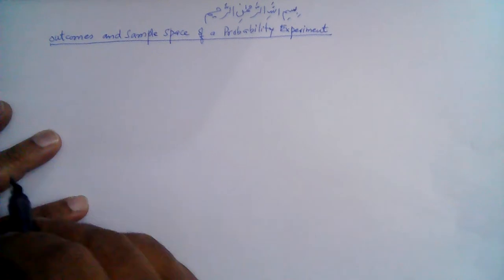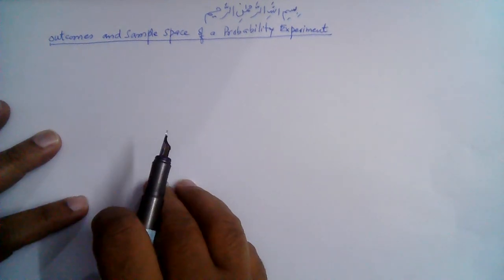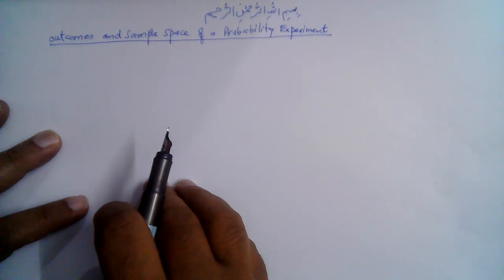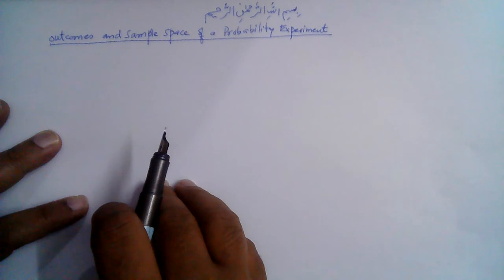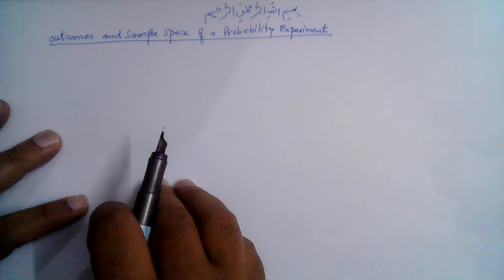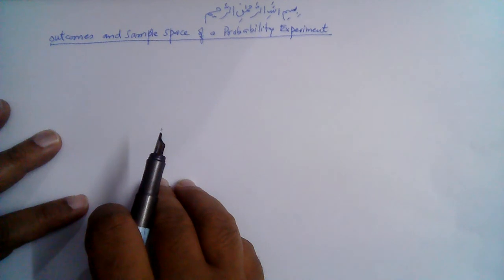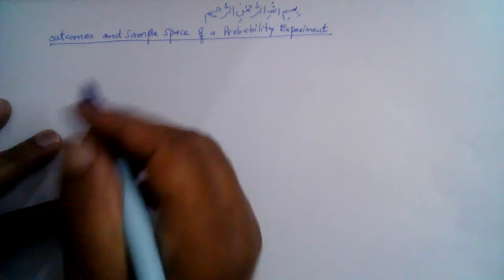So the outcome of a probability experiment is any possible observation of that experiment. This is also called a sample point of that experiment. And the sample space of a probability experiment is the distinguishable, mutually exclusive, and collectively exhaustive set of all possible outcomes, right?